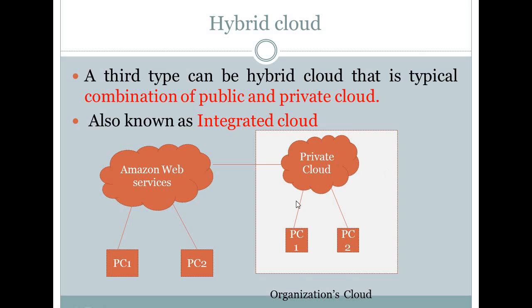This one is a private cloud and this one is a public cloud. Let's say the private cloud is using the public cloud. That means some organization has its own cloud infrastructure and is using some public cloud resources, information, services or some processing capacity. At that time it is known as a hybrid cloud.